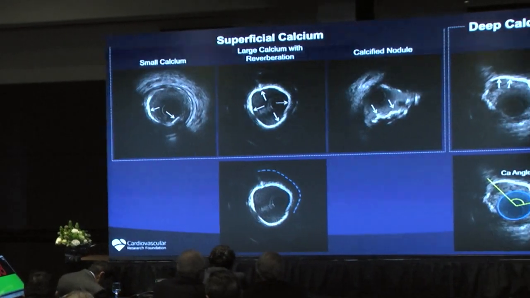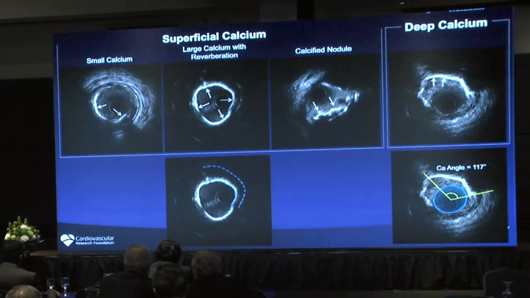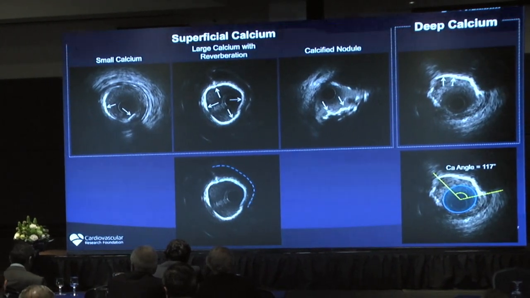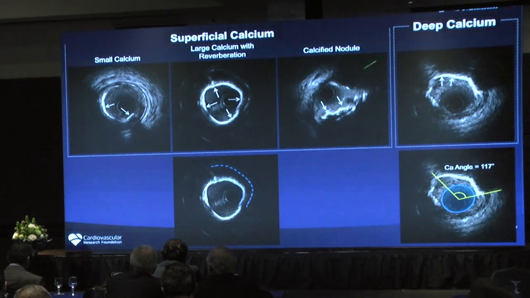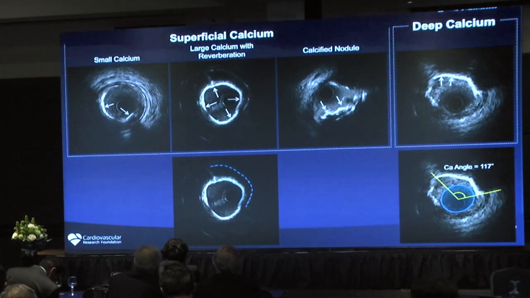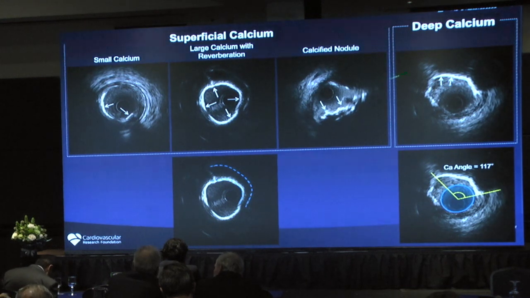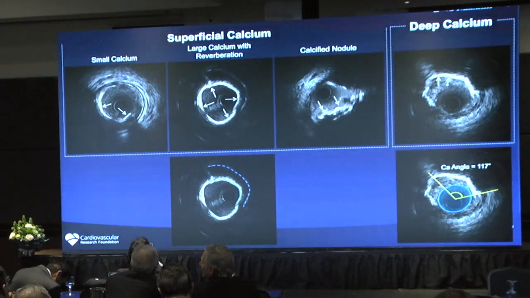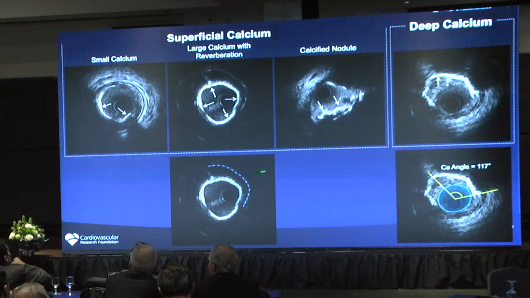I'm talking about coronary artery calcium. What is important is to start with the pattern of the calcium. When we look into the coronary artery with IVUS, you have to recognize which is superficial, close to the lumen, or deep side. Deep calcium does not inhibit stent expansion, so differentiation is very important.